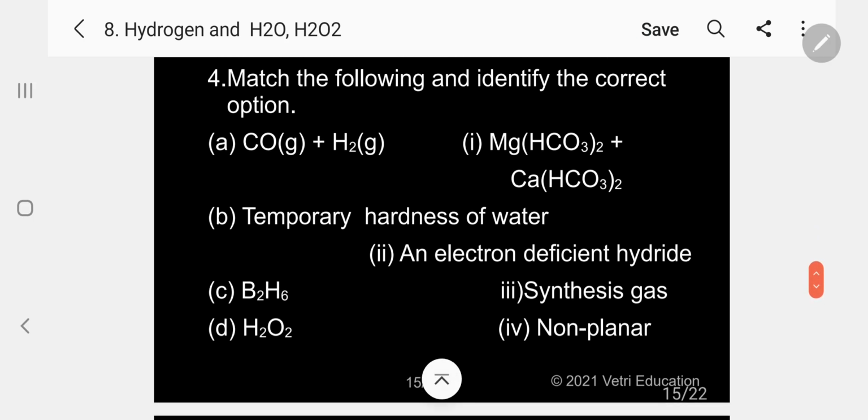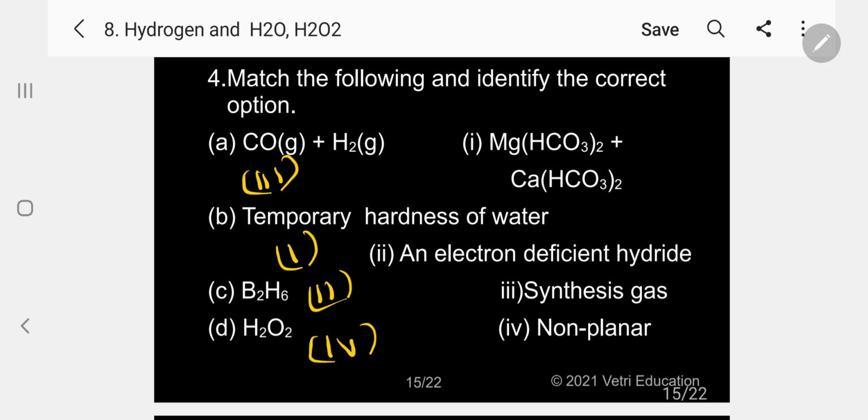So the question is, kindly follow. A I have already given. B I have given already. C, it is an electron deficient hydride. Sorry. Just a minute. Please follow. The A is synthesis gas, 3. Temporary hardness, it is 1. Diborane, it is an electron deficient hydride, it is 2. And finally, hydrogen peroxide, it is non-planar, it is 4. See, we have identified the correct answer.